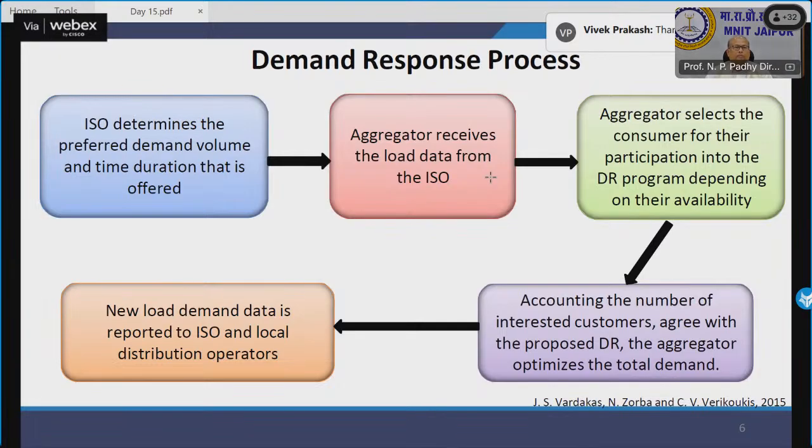The ISO determines the preferred demand volumes and the time during which it is offered. The aggregator receives the load data from the ISO. The aggregator selects the consumers for participation in the DR program depending on their availability. Accounting for the number of interested customers who agree with the proposed DR, the aggregator optimizes the total demand. Finally, the new load demand data is reported to the ISO and local distribution operators. This is how the whole process operates.